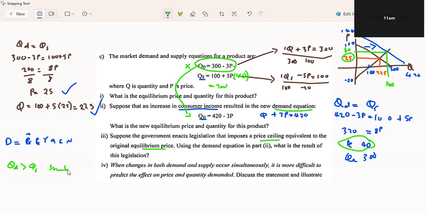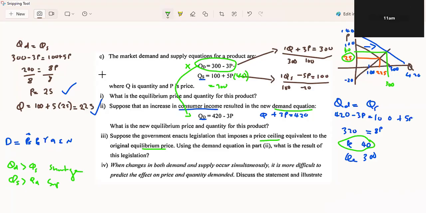How about when supply is more than demand? What do we call that? Surplus. A surplus, correct. So the government has decided to enact a law that the maximum price should be where? At 25. So this 25 here, when you do the computation, what do we get? 345.